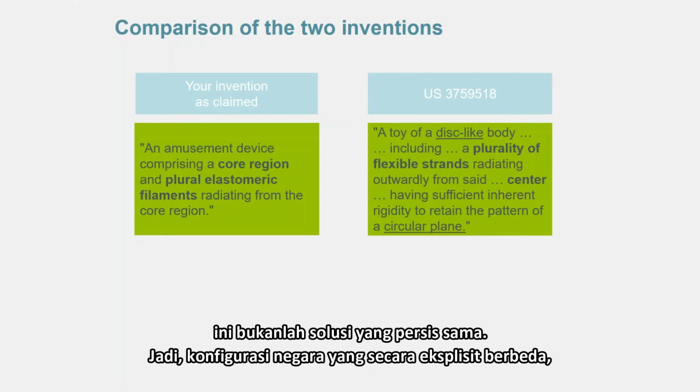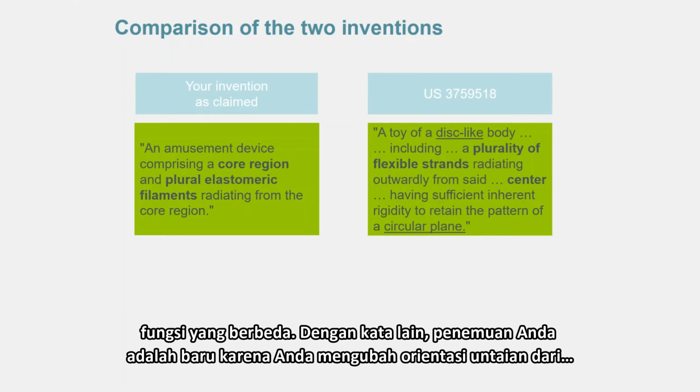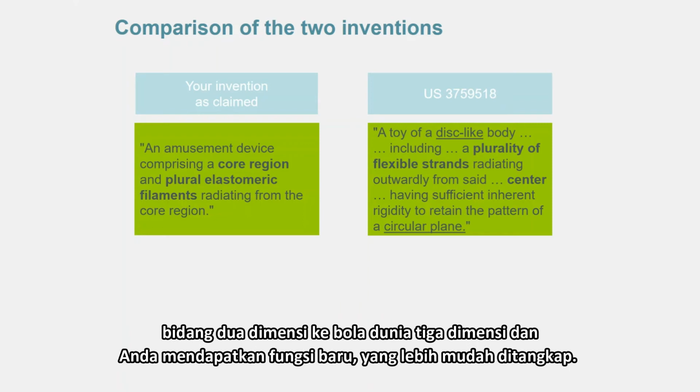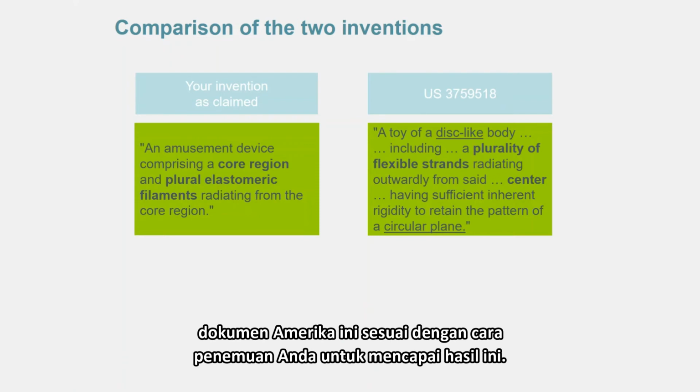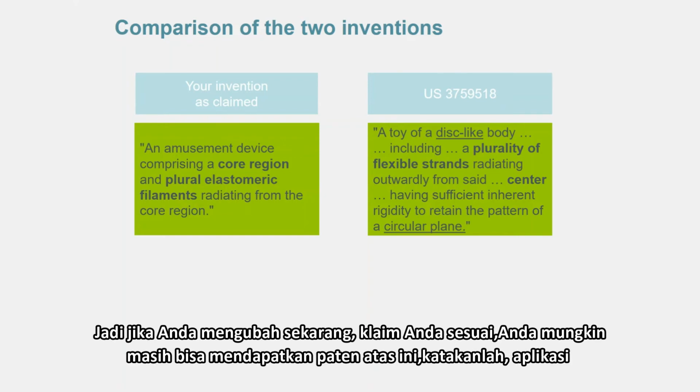So, given the explicitly different configuration and the stated different function, in other words, your invention is new because you changed the orientation of the strands from a two-dimensional plane to a three-dimensional globe, and you achieved a new function, which is that it is easier to catch. Moreover, it was not obvious to a skilled person to modify the closest prior art, that means this American document, in the way that your invention does to achieve these results. So if you change your claims accordingly, you can still maybe get a patent over this application.